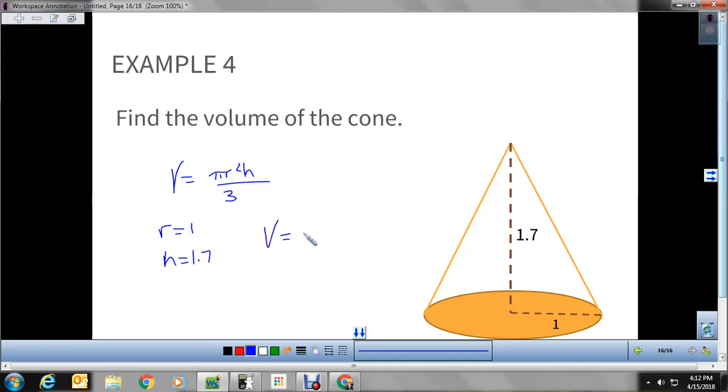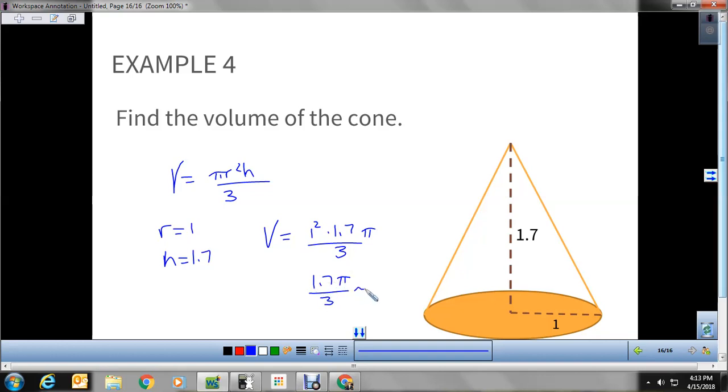So volume is equal to 1 squared times 1.7 times pi divided by 3. So we're going to calculate this in terms of pi, and we're also going to round to the nearest tenth. So 1 squared is 1 times 1.7 is 1.7 pi over 3. Now, they may ask you to leave it like this because it's a repeating decimal. And most of the time they will, because they do not want it to be terminating or just simplified.